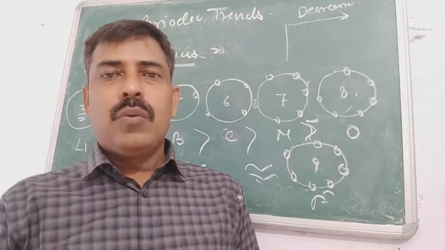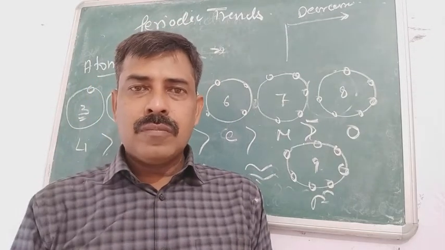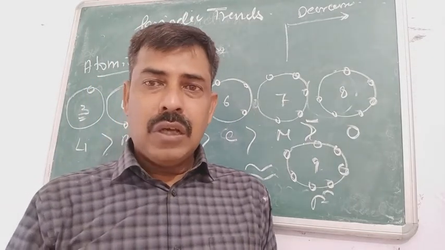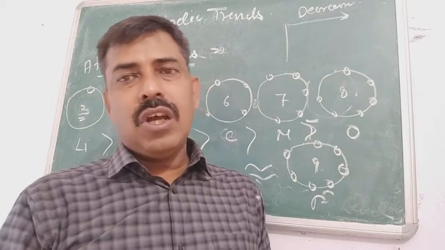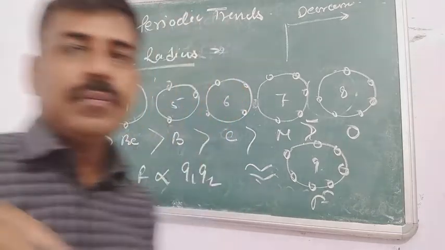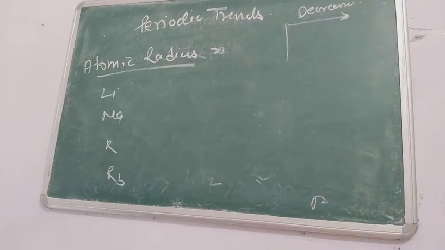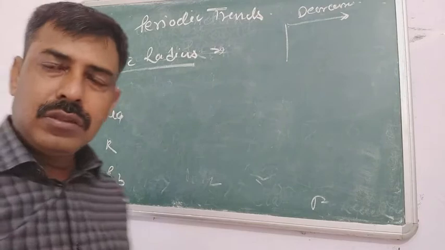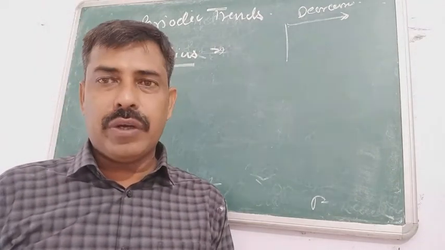But what happens when we move from top to bottom? Whether the radius increases or decreases. We are just discussing those elements when we move from top to bottom. So we are discussing the group first, S block elements.